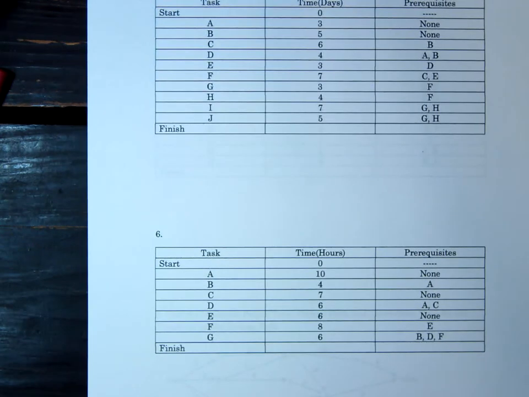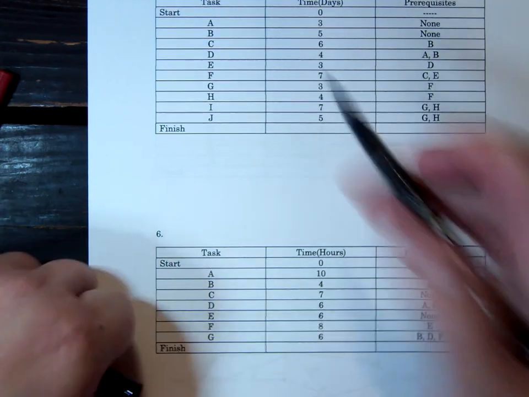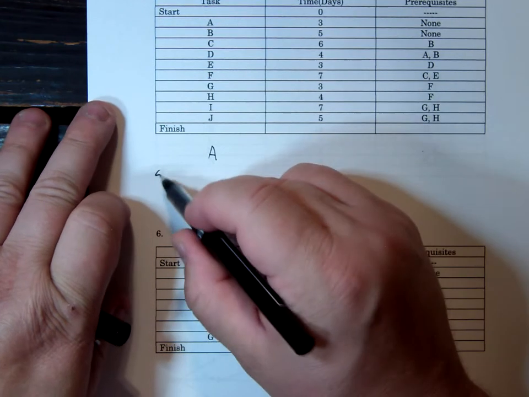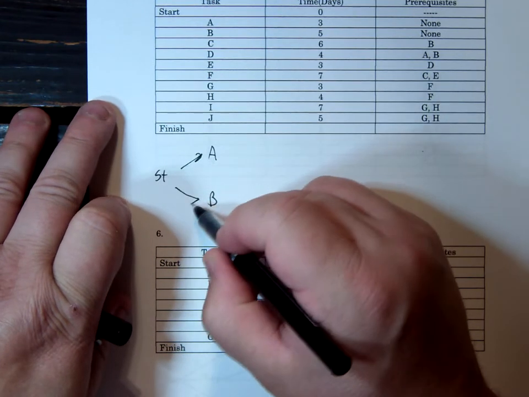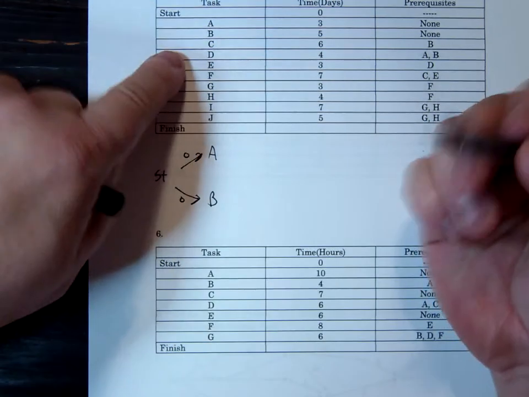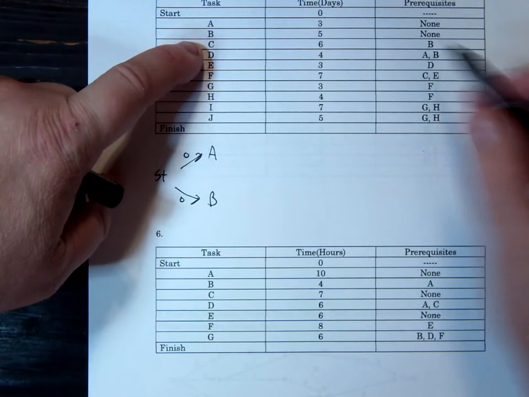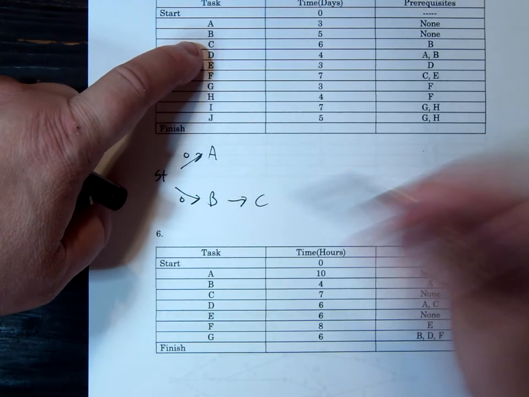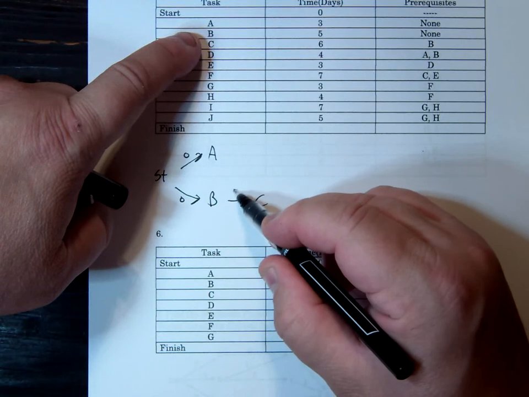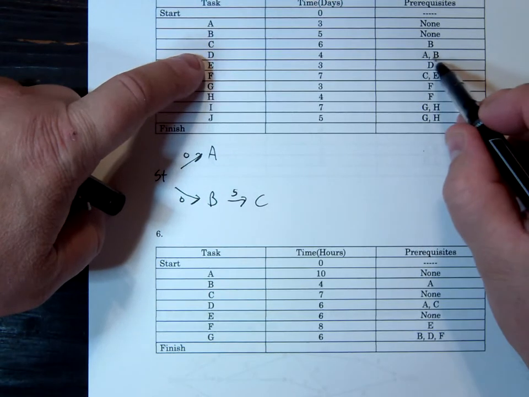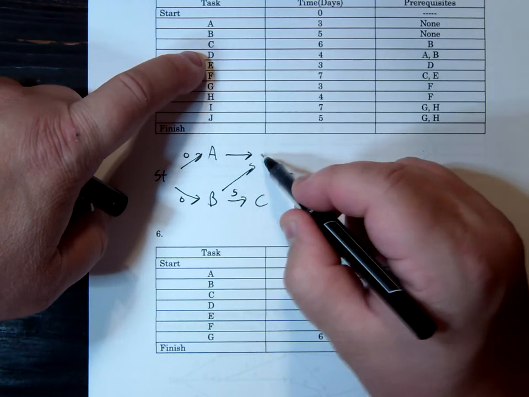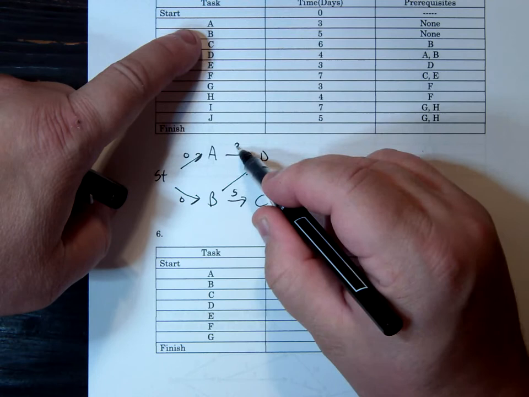All right, so number 5. Again, look for all your prerequisites. Only A and B. A and B can start at 0. C needs B to be finished. B took 5. D needs A and B to be done, so D needs both of those to be done. A took 3, B took 5.